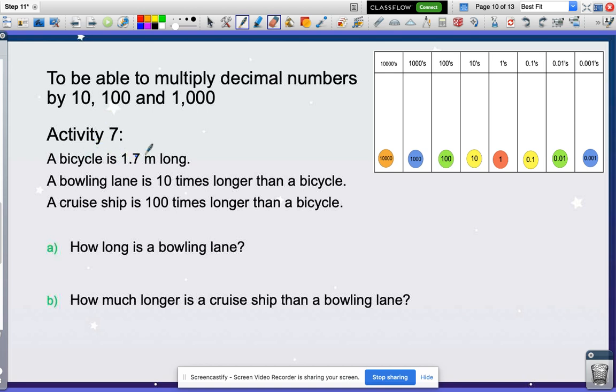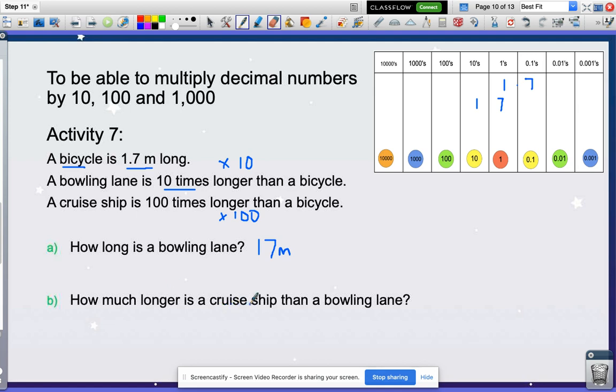A bicycle is a word problem here. A bicycle is 1.7 meters long. A bowling lane is 10 times longer than the bicycle. A cruise ship is 100 times longer than the bicycle. So how long is the bowling lane? It's 10 times longer than the bicycle. It was 1.7, 1.7 times 10. Each digit moves one place to the left, so it must be 17 meters. Remember to put the unit of measurement in.